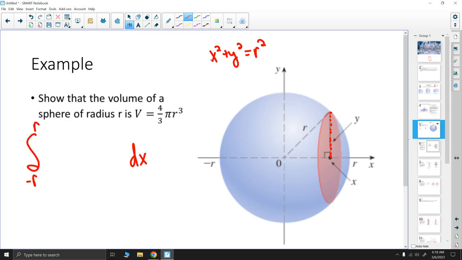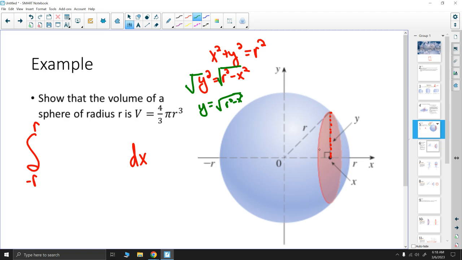Okay, so if we solve for y, we are going to move the x squared over. We have y squared is equal to r squared minus x squared. Now that we are here, we can take the square root, and we get our y equation is the square root of r squared minus x squared. Okay, so this is our y.